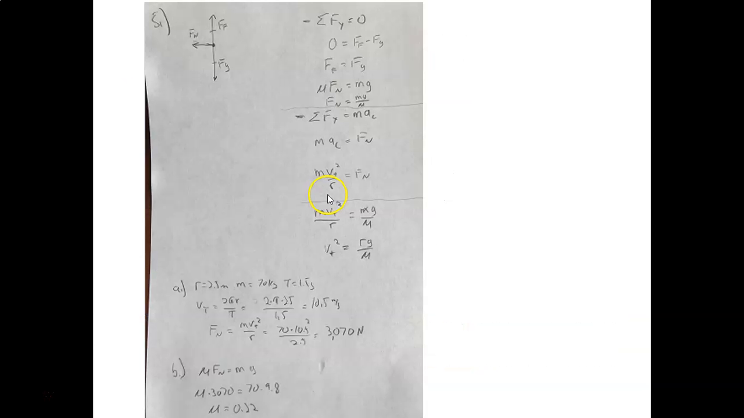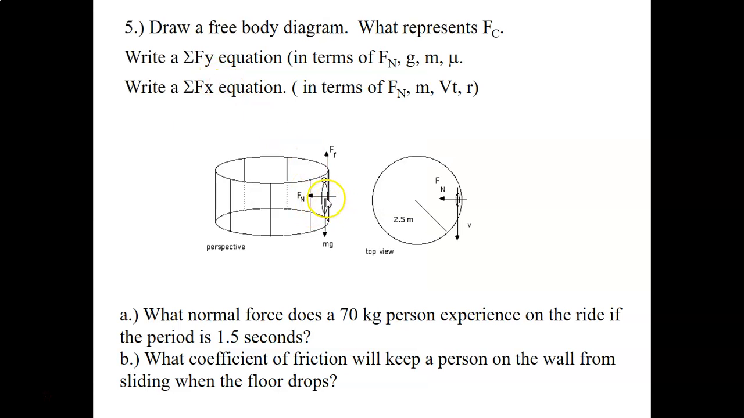And then we throw some numbers at it. So looking at this, we've got the mass times gravity, the force of gravity, down. We've got the force of friction preventing the person from sliding down, which means it's acting up. And then we've got the normal force between the wall and the person acting to the left. And which of those is going to be the centripetal force?